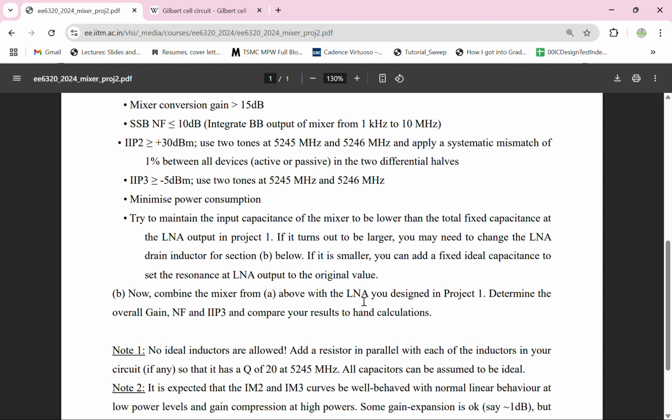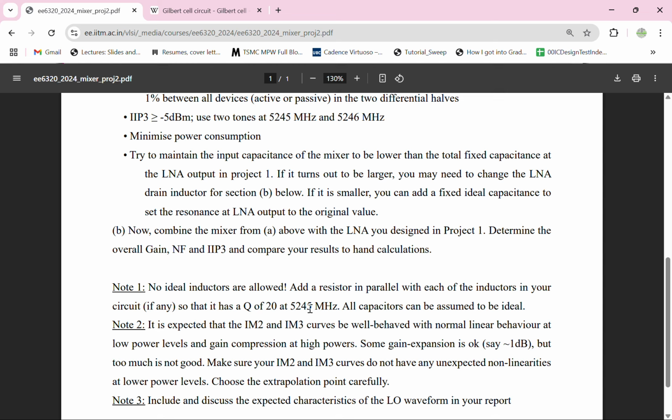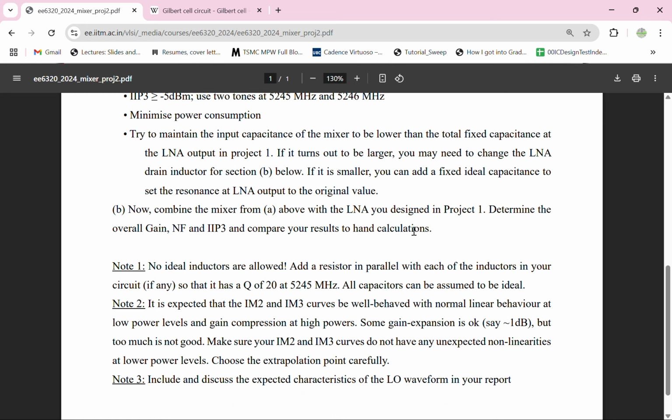And there is another part, that is to integrate the mixer with the LNA and determine the overall noise figure, gain, IIP3, etc., and check it with hand calculation. There are no critical specs on this combined cascaded design.